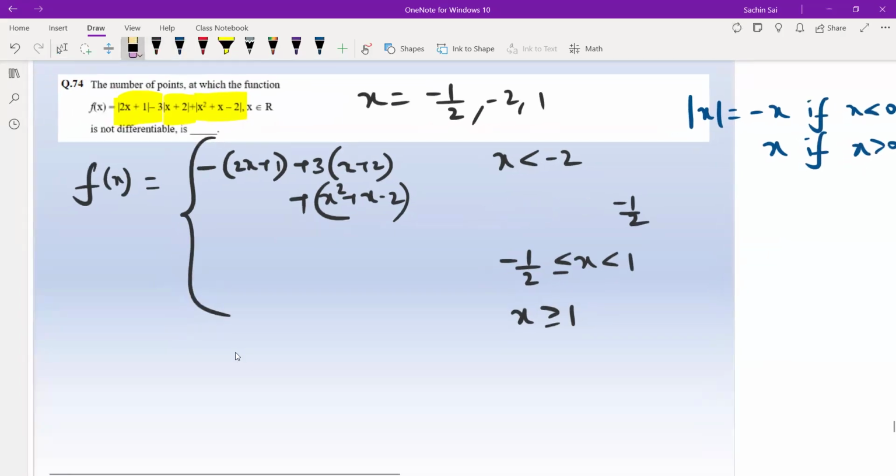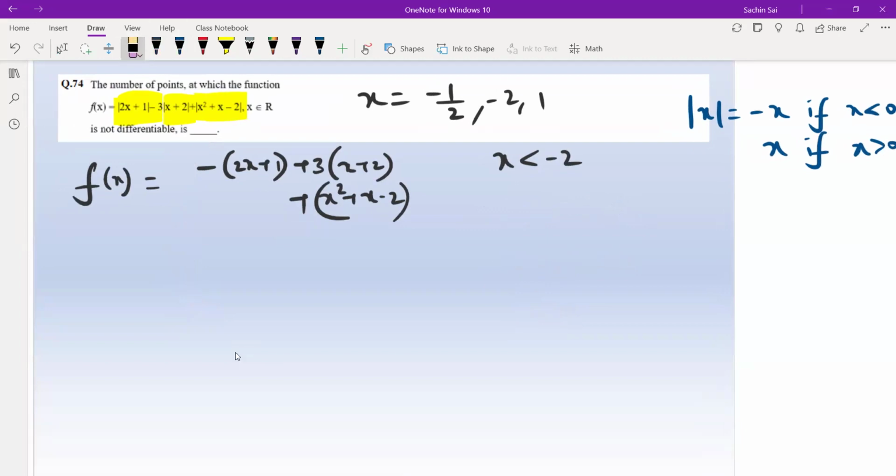So let me write that down here. Let me simplify this further. So this will be x squared plus 2x minus 1 minus 2 plus 3, right? So x squared plus 2x plus 3 when x is less than minus 2. Now let's take the case where minus 2 less than or equal to x less than minus 1 by 2.